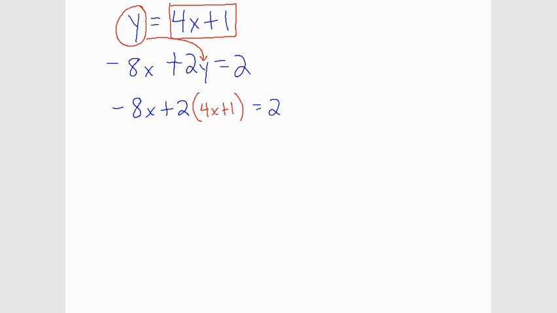This is solving an equation. And notice all we're doing now is we're solving for x, okay? Once we get x, we'll plug that back into one of our equations and get y for our final solution. Okay, so I'll go ahead and distribute. I get negative 8x plus 2 times 4 is 8, and then we get the x. 2 times 1 is 2. Equals 2.